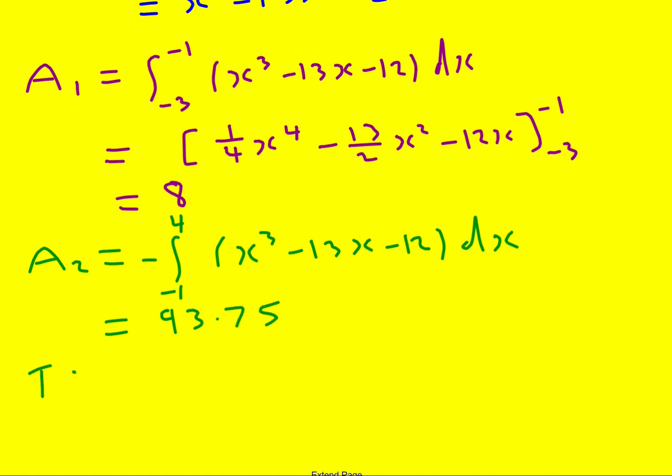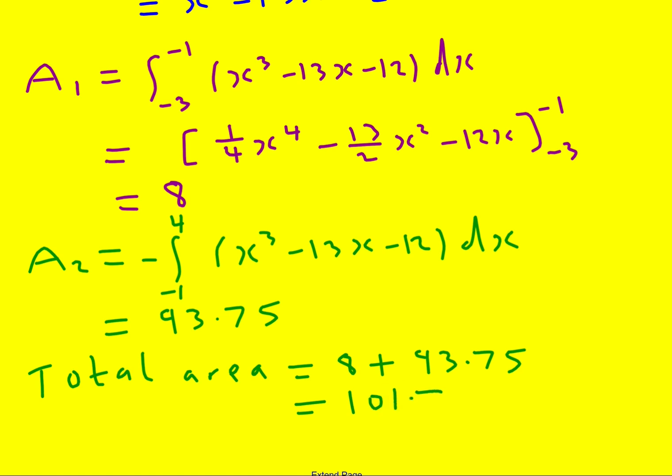So total area is going to be 8 plus 93.75, which will equal, if we add 8, we'll get 101.75, so it's going to be 101.75.